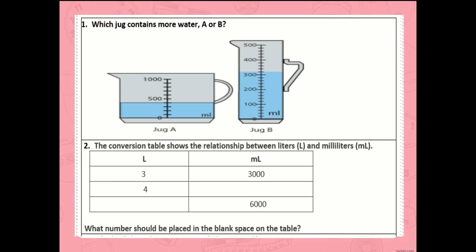Dear students, now it's time to hands on our worksheet. So move towards question number 1. Our question number 1 is, which jug contains more water, A or B? So observe both jugs carefully and circle the correct one which has more water.